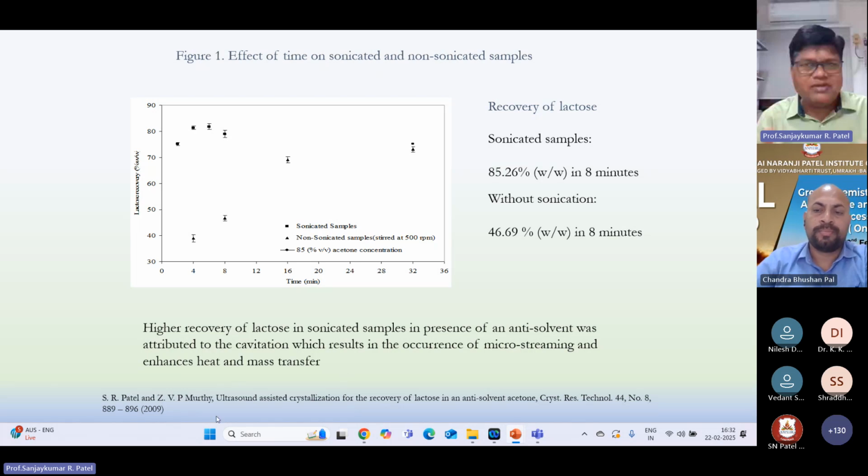So you can see here the lactose recovery from that lactose solution. Without the presence of ultrasound, we have around 30 minutes to get 70% of the lactose, when stirred at 500 RPM. But when we apply the ultrasound in that particular anti-solvent crystallization, or you can say for mixing the solvent and anti-solvent, you can see the drastic increase in the lactose recovery, observable within these 6 minutes. We can have around 82% of the lactose recovery.